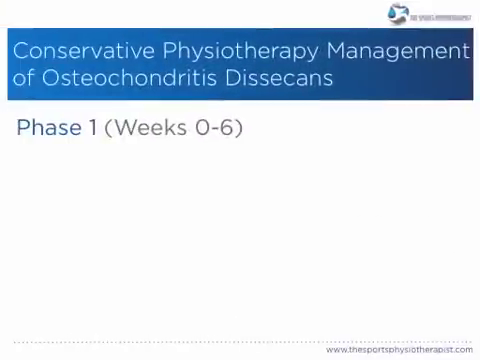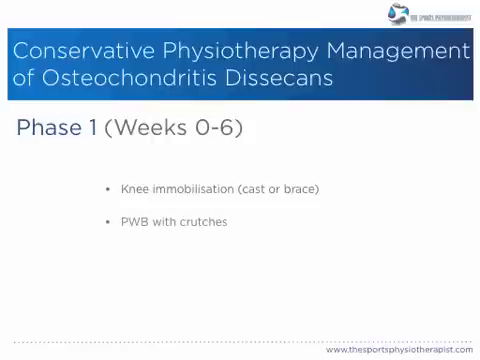Phase 1, generally between weeks 0 and 6, the knee is immobilized in either a cast or brace, the patient is partial weight bearing with crutches, and in order to progress, the child must be pain-free.